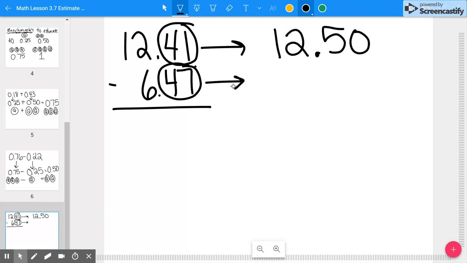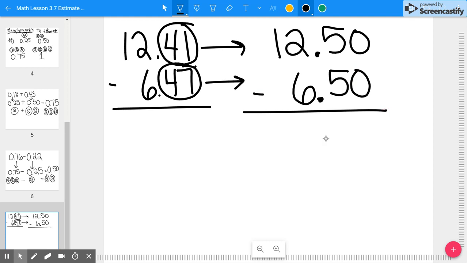Now I'm going to look at this number, $6.47. I'm only focusing in on the 47 cents, the 47 hundredths. I'm going to leave the 6 alone, and I'm only changing the thing in my circle. And I'm asking 47 hundredths, 47 cents, is that close to 25 cents, 25 hundredths, 1 quarter, or 50 cents, 2 quarters, 50 hundredths? Well, that's pretty close to 50 cents.